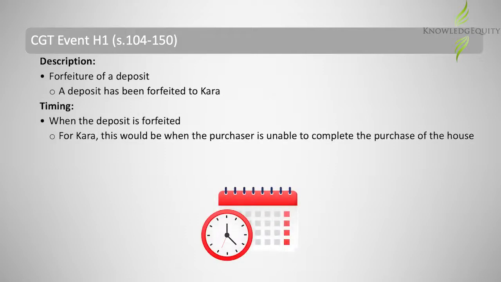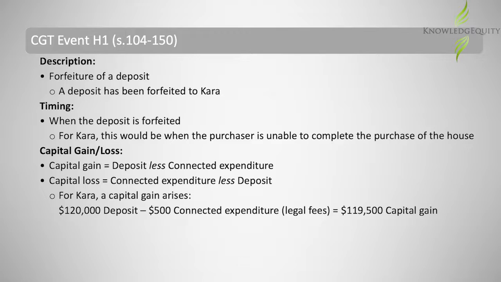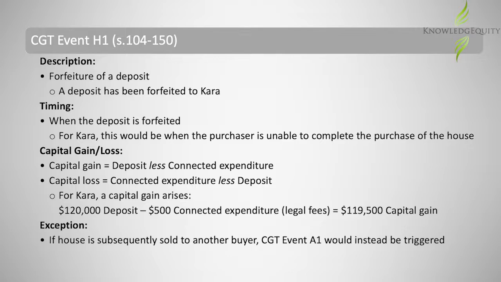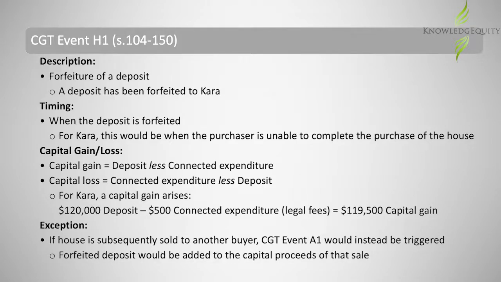The time of CGT event H1 is when the deposit is forfeited. The capital gain would be the deposit received less expenditures connected to the sale. Note that if Cara decided to continue to offer the house for sale, and it was then sold to another buyer, there would have been no CGT event H1. Instead, CGT event A1 would be triggered when it was subsequently sold. In such a case, the forfeited deposit would be added to the capital proceeds of the subsequent sale.